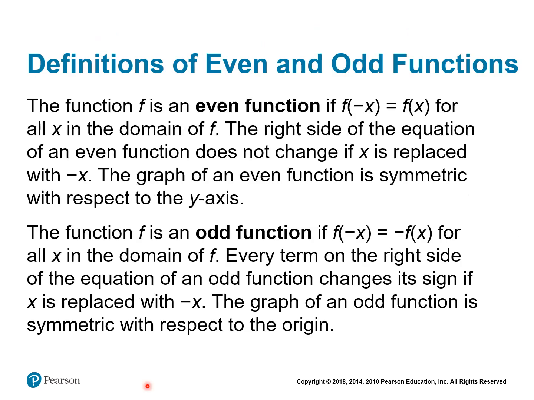Now we'll talk about even and odd functions. It says the function f is an even function if f of -x equals f of x for all x in the domain of f. The right side of the equation of an even function does not change if x is replaced with -x. The graph of an even function is symmetric with respect to the y-axis. So let me just give you a quick example before we go on to an example in the next slide.